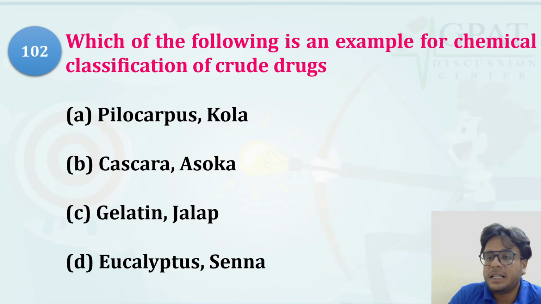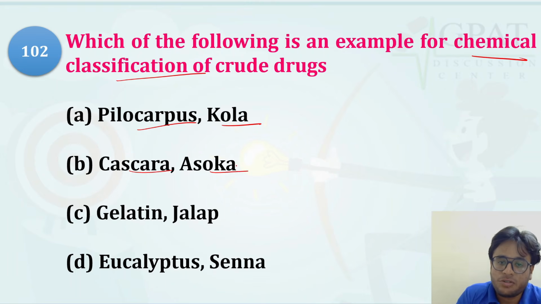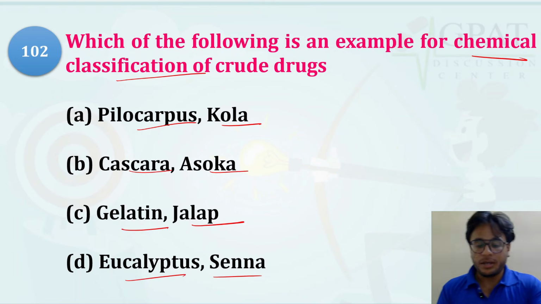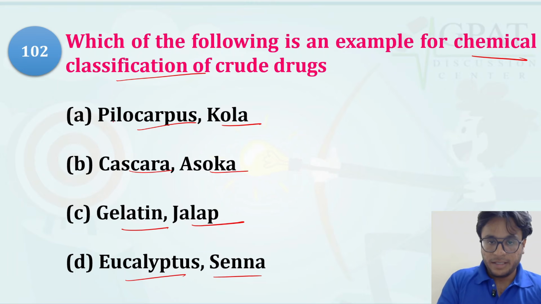Okay, which of the following is an example of the chemical classification of the crude drug? Option A is the pilocarpus and cola. Option B is cascara and ashoka. Option C is the gelatin and jalap. And option D is the eucalyptus and senna. So, in the case of pilocarpus, that the I indicate is a kind of what? Is a kind of imidazole, or having the imidazole ring in it.